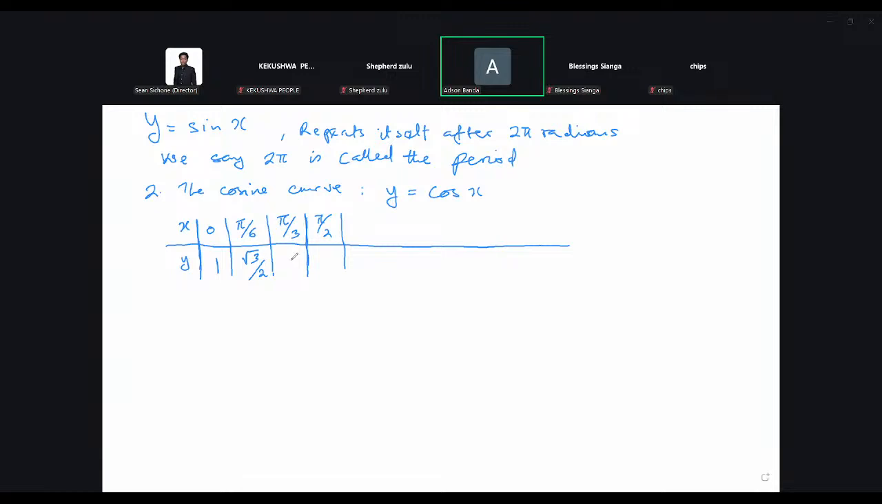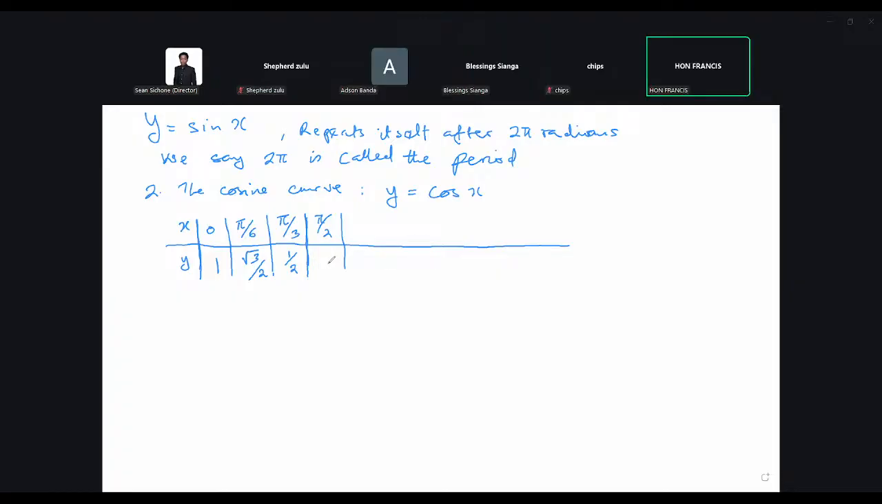What do you get? Half. Okay, so for pi by 3, we get half. What about pi by 2, which is 90 degrees? 0, sir. 0. Okay, so these are the standard angles. Like I mentioned last time, we are just going to look for standard angles.